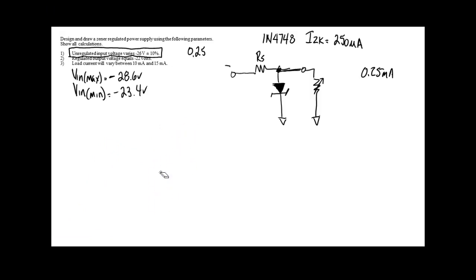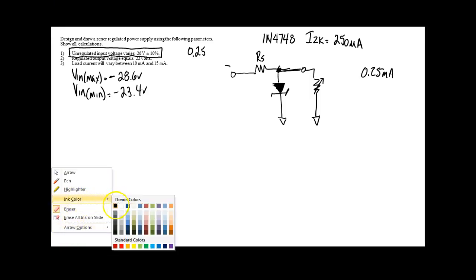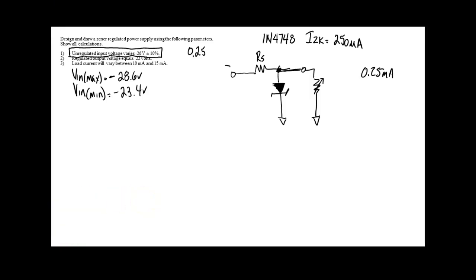Okay, so what can we do now? What do we need to find now? What's the first thing we need to find when we design this thing? We need to find the value of RS. To find the value of RS, I need to find the voltage drop that's going to be across RS. And this is a what? 22 volt zener?